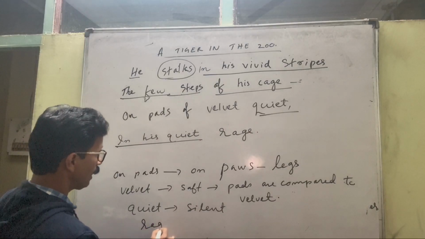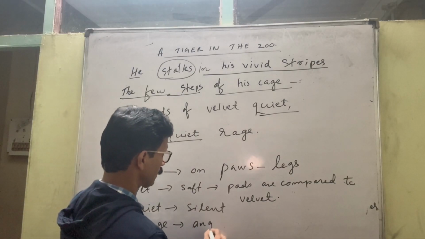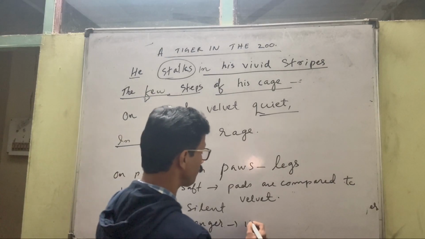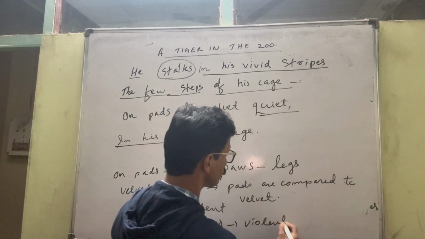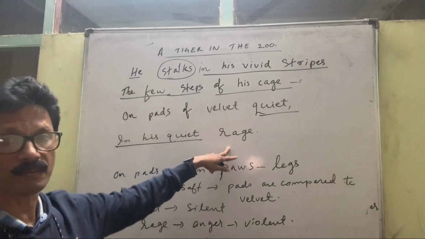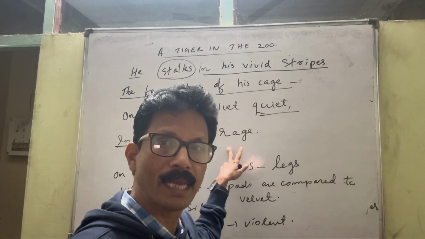Rage means what? Anger, that can be violent. It can be violent if not controlled. Violent. Understand my point? So, anger means rage means anger, which can be violent. The tiger can be violent. The tiger can attack you.